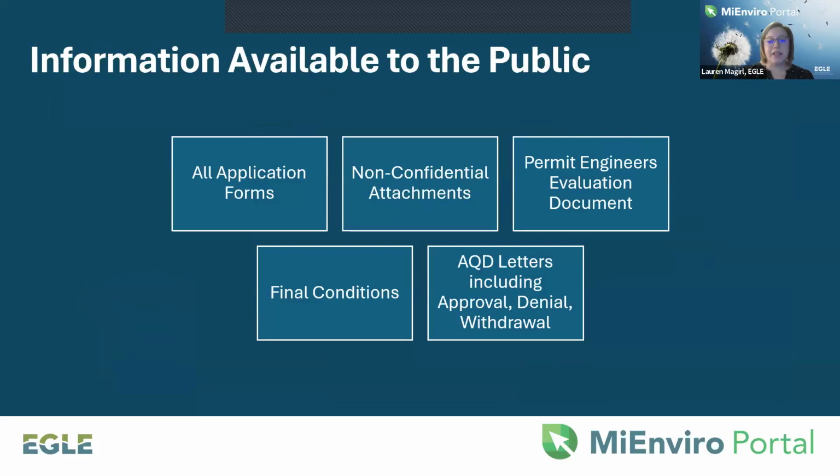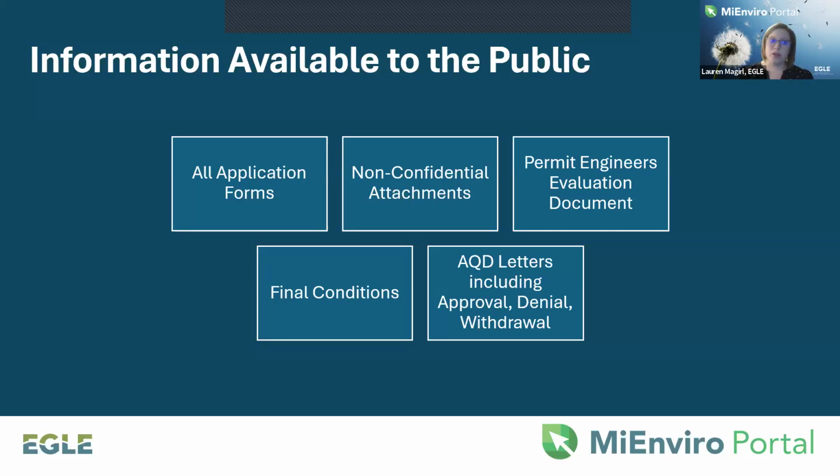Before we get started in the live system, we want to cover a couple of topics and definitions. Within MiEnviro, the submission package will be available to the public. So what will be available is all application forms and non-confidential attachments. These will go public shortly after the permit engineer has been assigned to the submission and accepts it. Other items include the permit engineer's evaluation document. This is a document that supports the conditions and the review that was conducted. And final conditions, as well as any letters the AQD would send through the system.